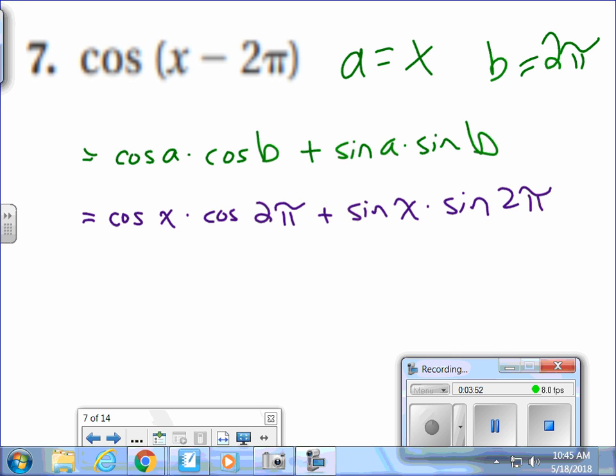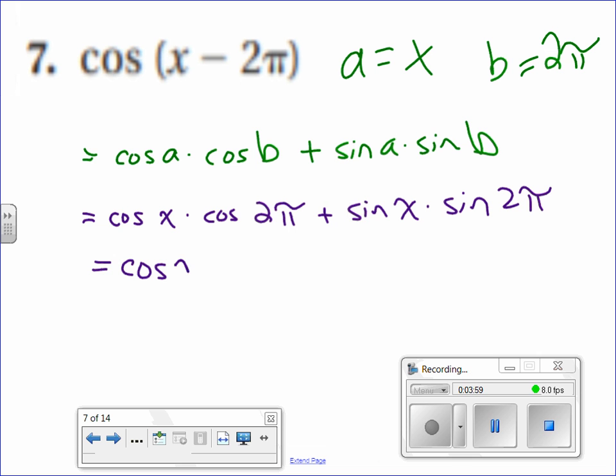Guess what time it is? 10:45. It's unit circle time. It's unit circle time.